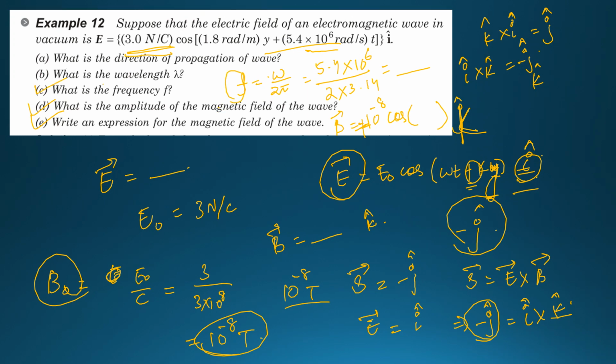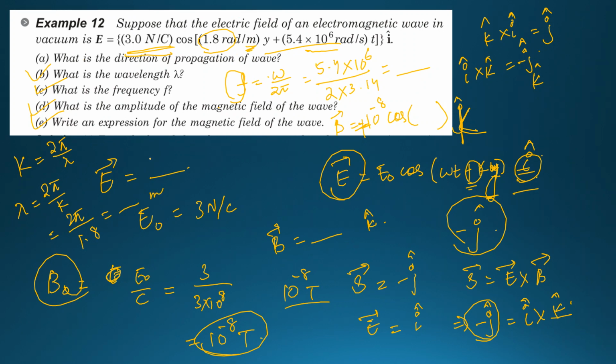And what is lambda? We know the wave vector k is equal to 2 pi by lambda. So lambda can be 2 pi by k. So 2 pi by what is k? That is 1.8. You will get lambda from here. k is in radian per meter, so this would be in meter.